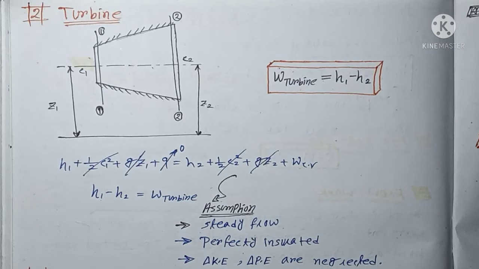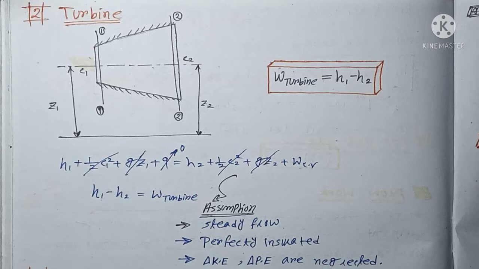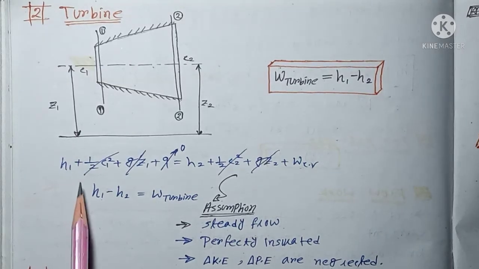As we know, in case of the turbine, a high pressure thermodynamic system is entering, and a low pressure, or you can say low energy, thermodynamic system is coming out from the turbine. So, similar to the previous condition, first we have to write down the steady flow energy equation.